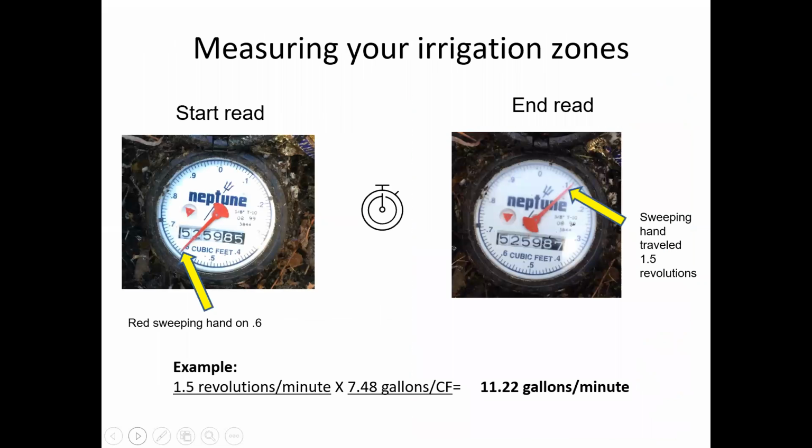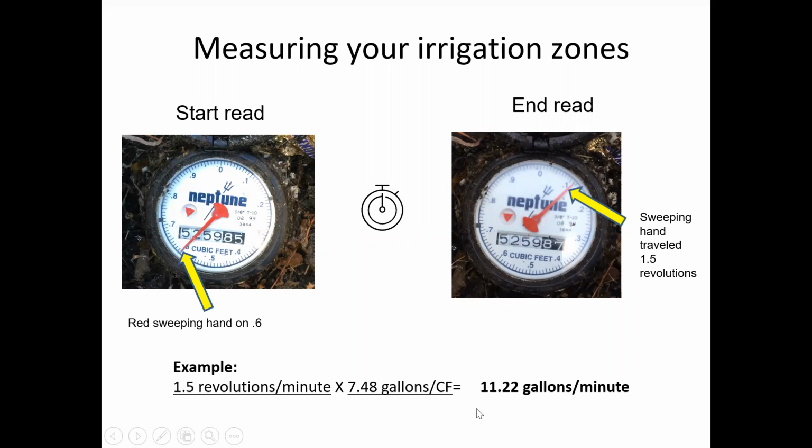So here's an example at my house. I did my start read and noted where the red sweeping hand was, which was 0.6. I ran my irrigation for 1 minute, and then I noticed that my red sweeping hand made 1.5 revolutions. So by multiplying that 1.5 revolutions in a minute by 7.48 gallons in a cubic foot is equivalent to 11.22 gallons per minute. So that's how much my irrigation used in a minute.